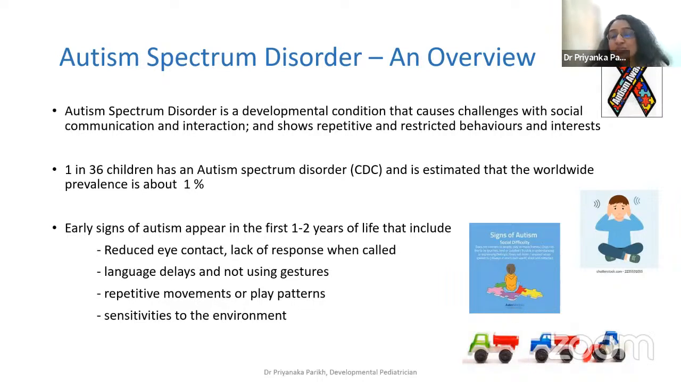So these are the aspects that we need to look at an early age. The child also shows sensitivities to the environment. So could be sensitive to the sounds, or may not like certain textures like touching sand, grass, or even the messy activities, slime activities that they do in preschool. The child does not prefer touching wet food with his or her own hand.